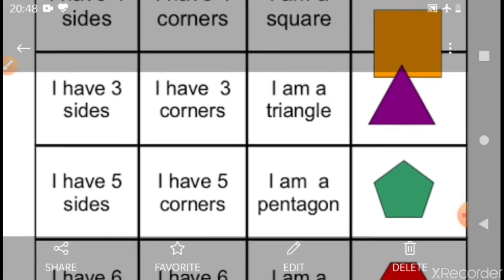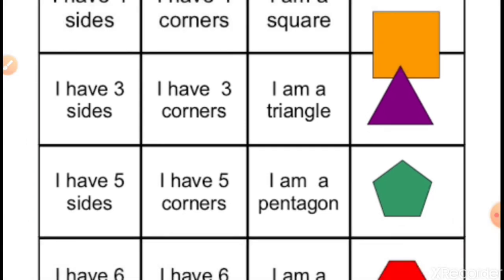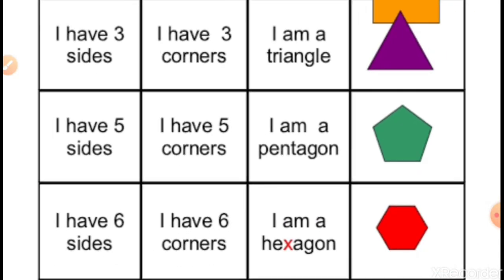Next is, I have 3 sides, I have 3 corners. Which shape am I? I am a triangle. Tri means 3. 3 sides se, 3 corners se, it is a triangle. The next shape is plane shape. In our book, 4 basic plane shapes are there: square, rectangle, triangle and circle.